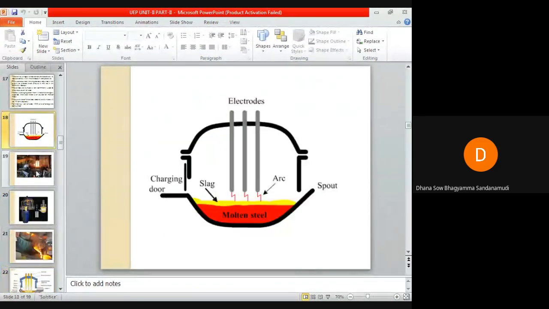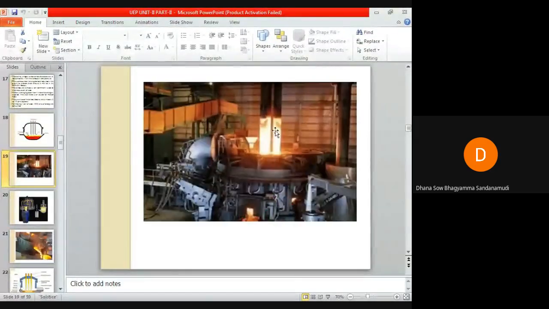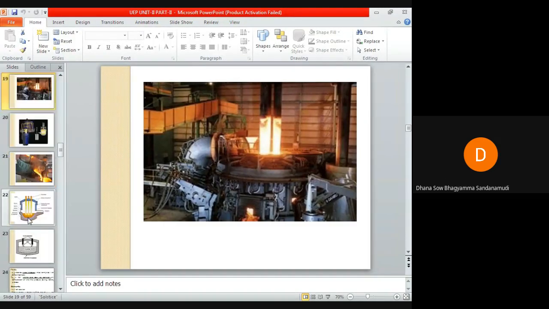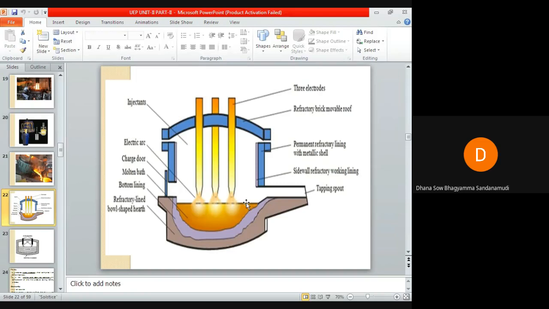I have many images here. You can see the electrodes here. This is our direct arc furnace. Since the arc has negative resistance characteristics, the resistance of the arc will fall with increase in temperature. Therefore, a current limiting device is required to prevent the short circuit, and this device can be in the form of a reactor. This I have already told you. It is usually used for production of steel.